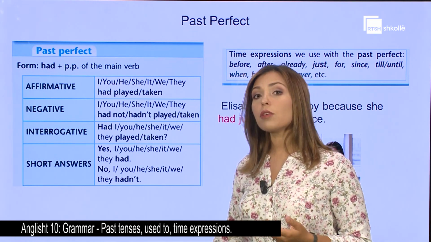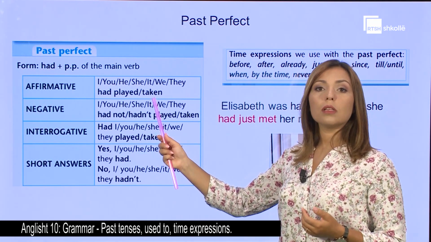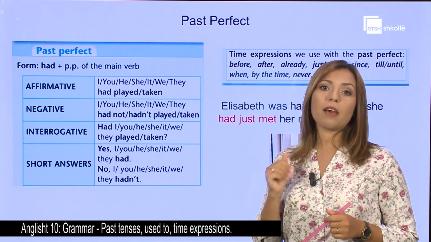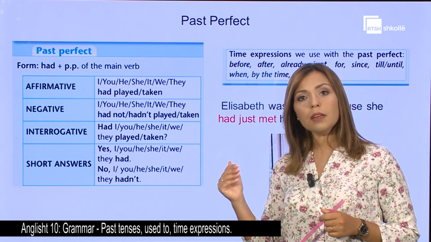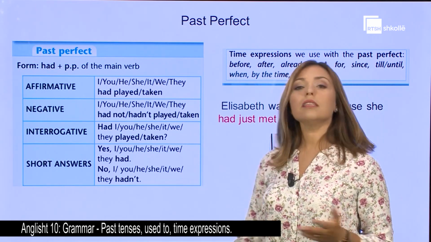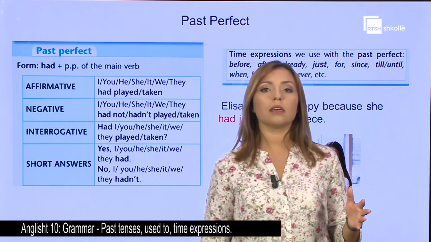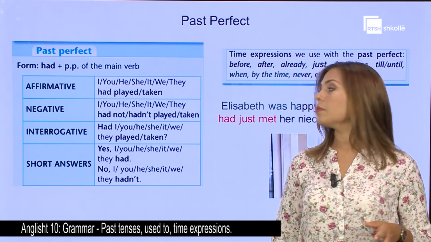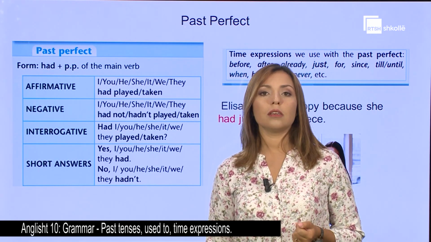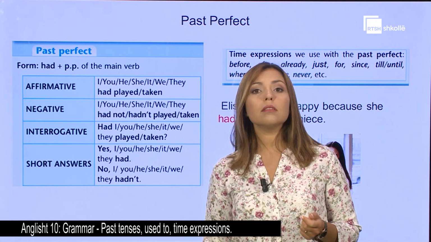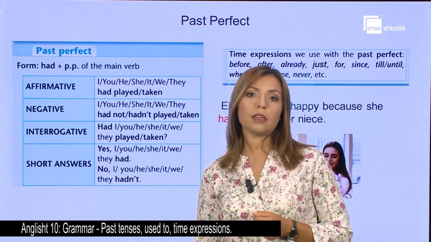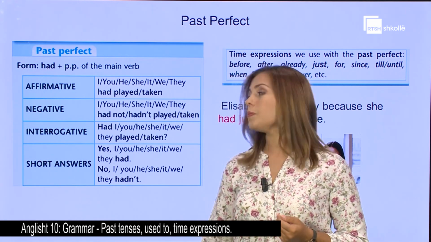If it is irregular, the past participle: the third verb in the 3 columns, the third one. If we have take, took, taken, taken is the past participle. I had taken, and it doesn't change. You had taken, they had taken. The negative form: I had not, or I hadn't taken. He had not, he hadn't taken. We had not, we hadn't taken, or we hadn't played.